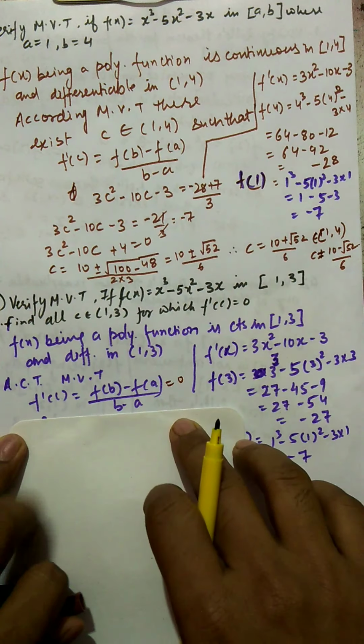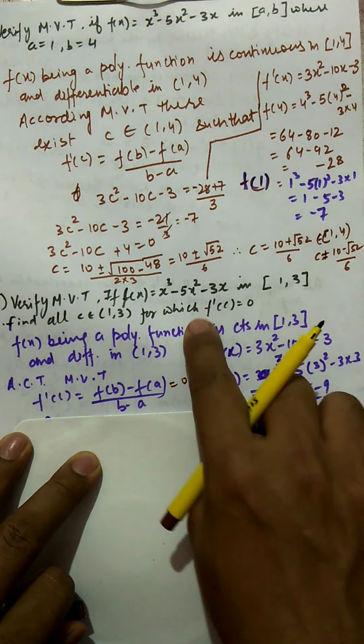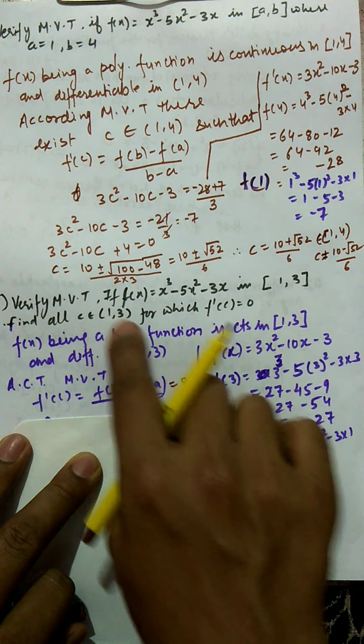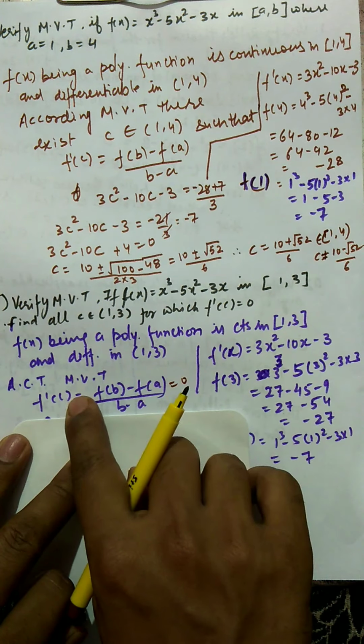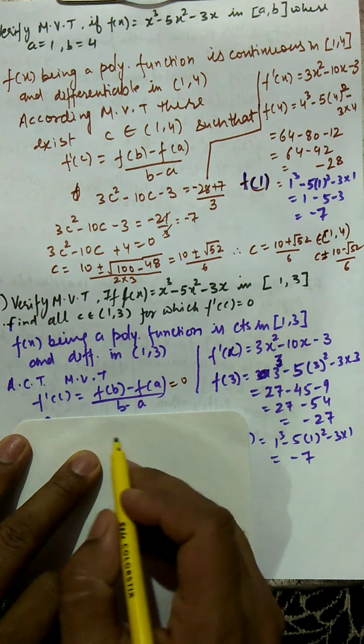Now we have to check what was given to us, that find all c in 1 to 3 for which f dash c equal to 0. Actually this is the mean value theorem, but for this it's given that f dash c equal to 0. So we'll take f dash c only equal to 0.